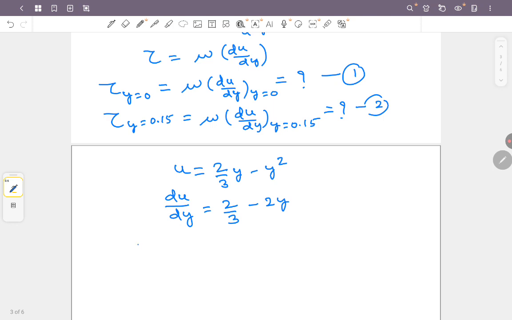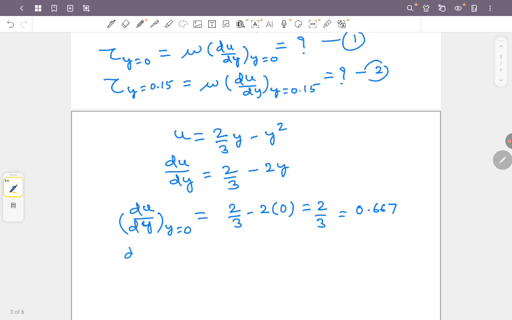Now I want du by dy at y equal to 0, when the distance is 0. Substitute y equal to 0 in this equation: 2 by 3 minus 2 into 0, which equals 2 by 3. So you will get 0.667. This is du by dy at y equal to 0.